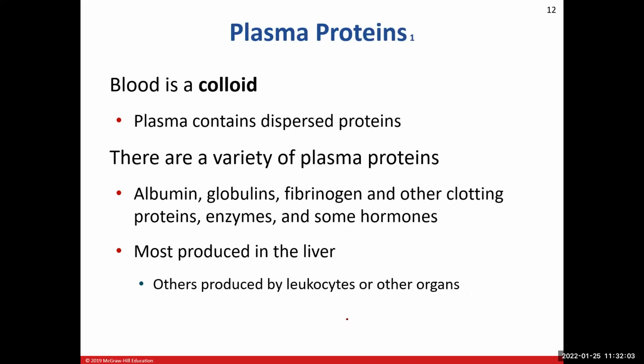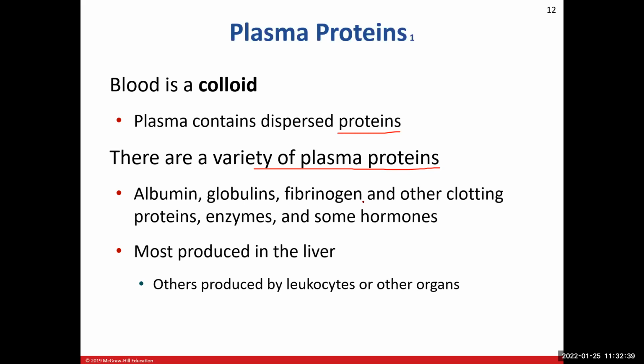Okay, so you've heard this term before. I hope so. If you've taken my class, you might remember it, hopefully. All right, blood is a colloid. Basically, a colloid is something that is made up of proteins. That's what we're talking about here. We're going to see all these various plasma proteins floating around in our blood: albumin, globulins, fibrinogen, tons of different clotting enzymes, or proteins, excuse me, obviously hormones, and then enzymes that we'll need for certain physiological chemical reactions.